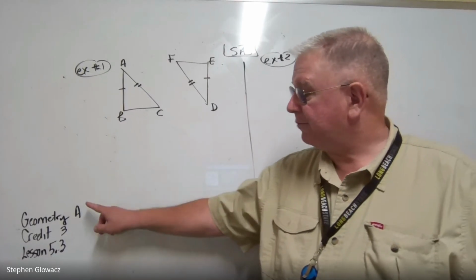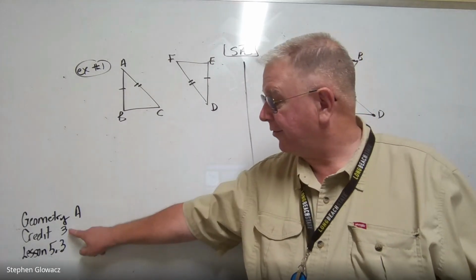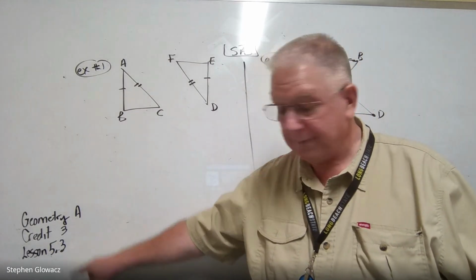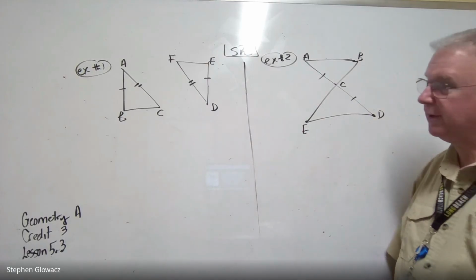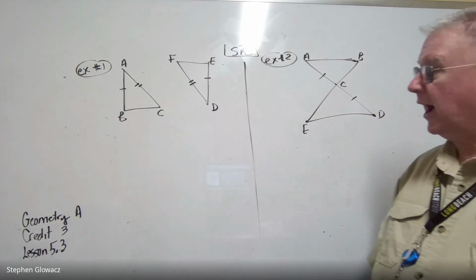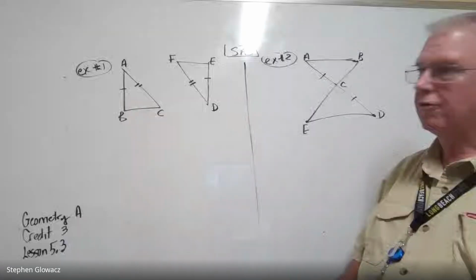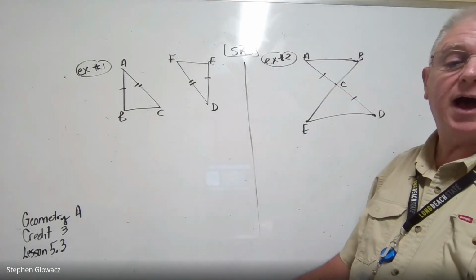These are the examples for Geometry A, Credit 3, Lesson 5.3. In Lesson 5.3, we're going to be talking about another triangle congruence theorem called side angle side, which we're going to abbreviate SAS.